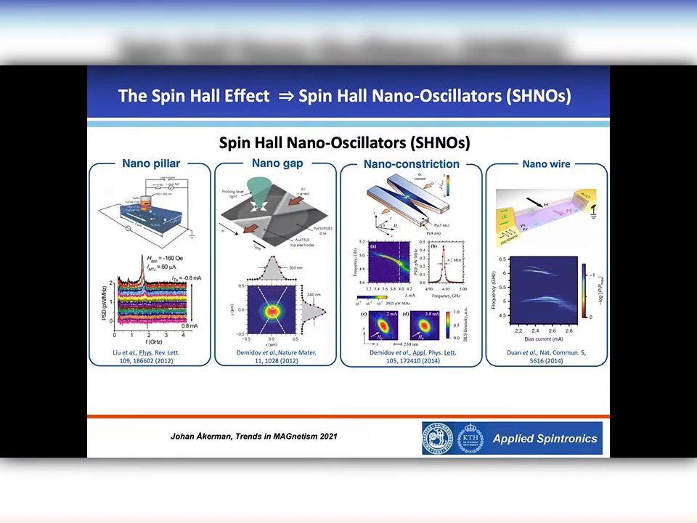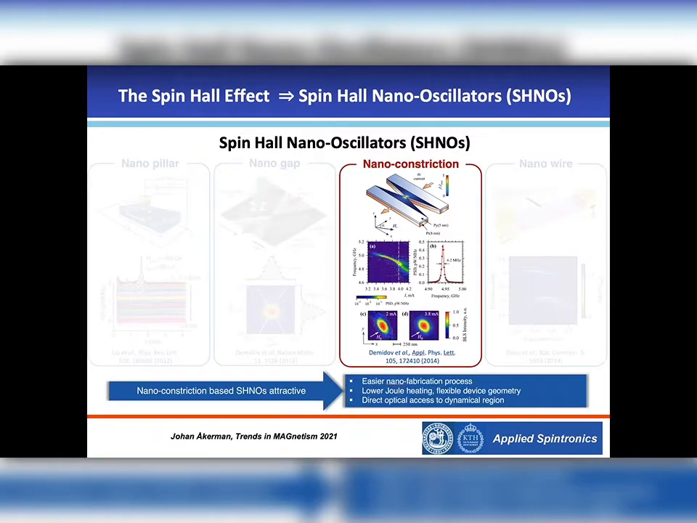More dedicated work towards spin Hall nano-oscillators were pioneered by Demidov, Urazhdin, and Demokritov, and here is their nanogap work from 2012 and the nanoconstriction work from 2014. And the variation of the nanoconstriction is the nanowire, which has been worked mostly on by Ilya Krivorotov, but also by other groups, I think, for example, Helmut Schultheiss and others. We will, however, focus on the nanoconstriction because it is a particularly useful device for what we will work on and demonstrate in this talk.